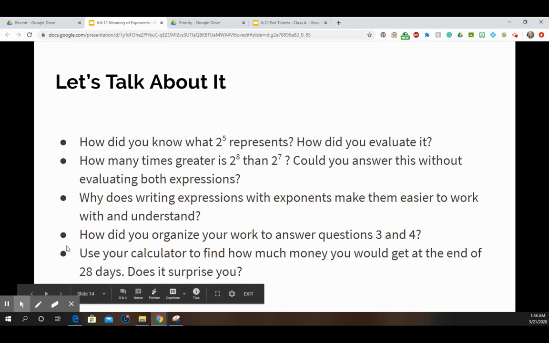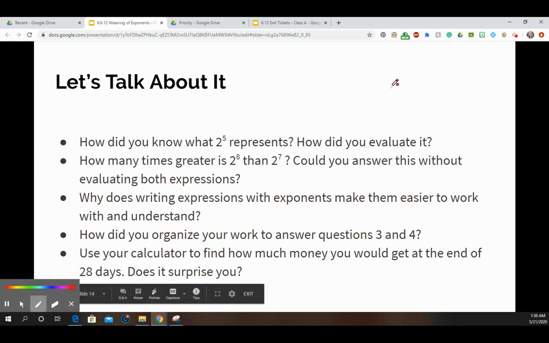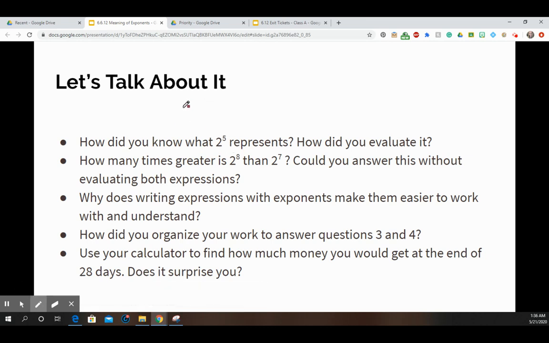All right, so how did we know what 2 to the 5th represents and how could we evaluate it? We talked about this earlier, but I'll go over it one more time. So we know that 2 to the 5th means repeated multiplication of 2's 5 times. So 2 times 2 times 2 times 2 times 2. We would evaluate it by multiplying those 2's, right? 2 times 2 is 4, 4 times 2 is 8, 8 times 2 is 16, 16 times 2 is 32, and we'd be left with 32 there.